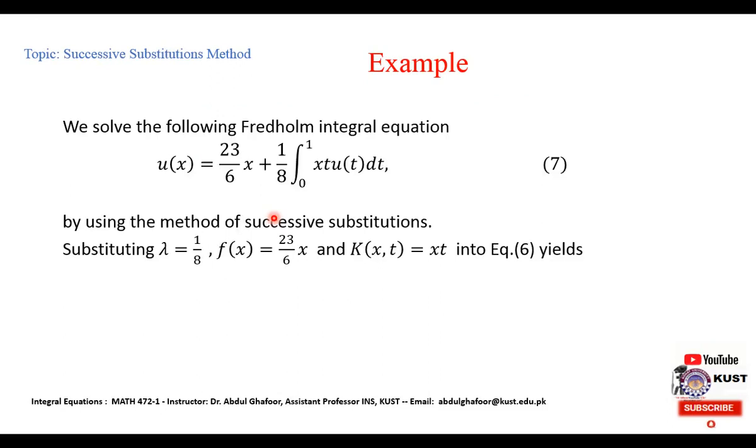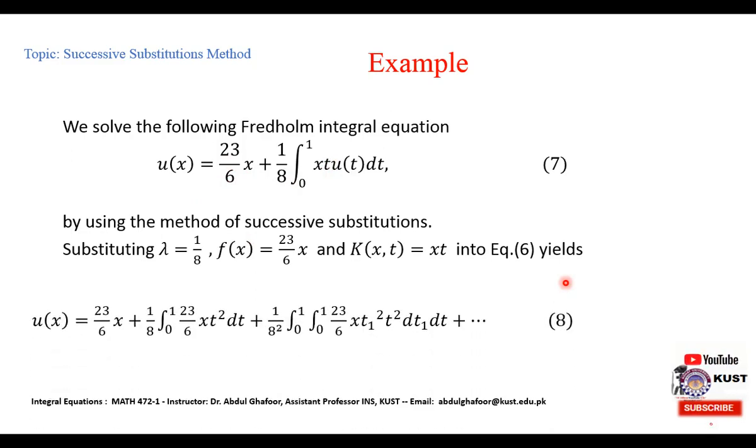Now we take a specific example to check the successive substitutions method. First we consider the predominant integral equation of second kind given in 7, where k of xt is the separable kernel, and comparing this with the general form of the predominant integral equation of second kind, our f of x is 23 by 6x, our lambda is 1 by 8, and k of xt is xt. Now we use equation 6.